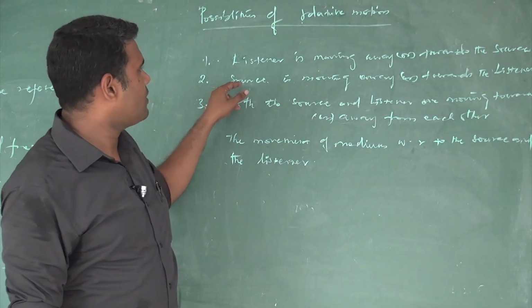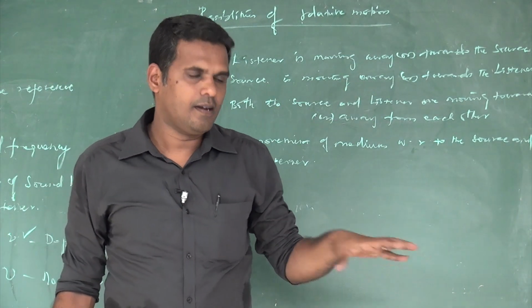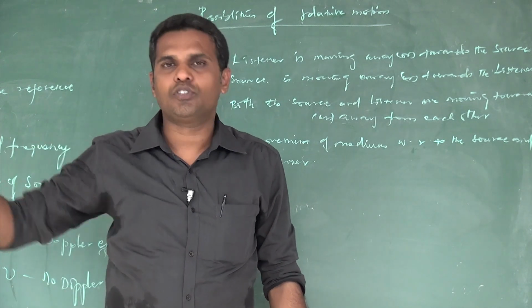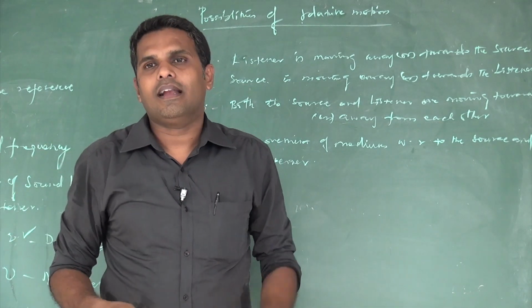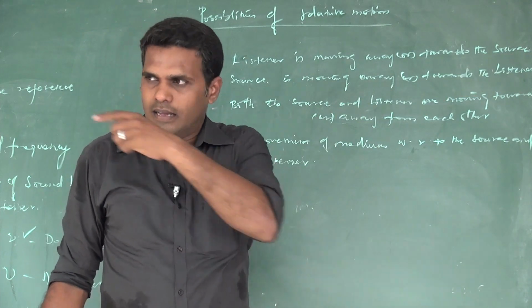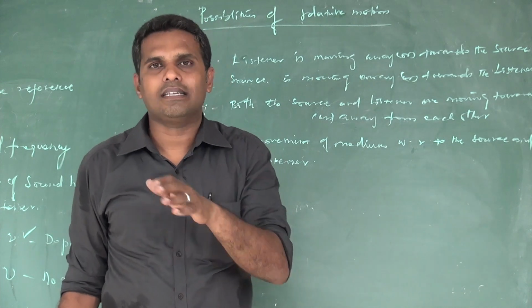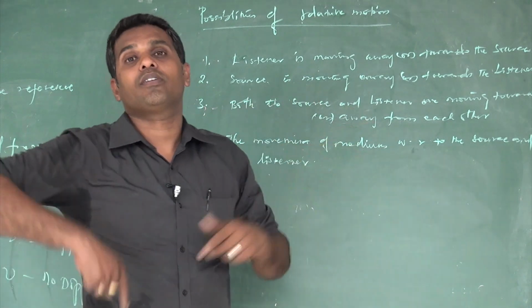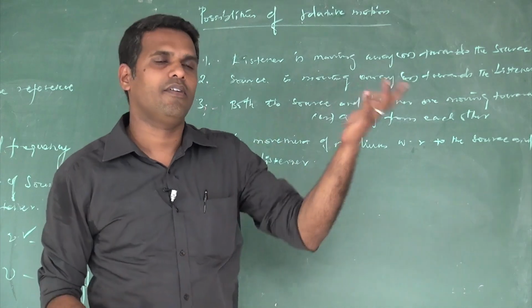And then second one, source is moving away or towards the listener. You are sitting on a stone bench. Some car is approaching towards you, passing by, and receding away from you. As it is approaching towards you, you will be hearing high frequency. As it is receding away from you, you will be hearing low frequency. You are the listener and the source is moving towards or away from you.